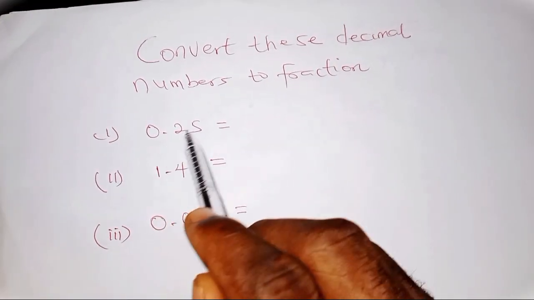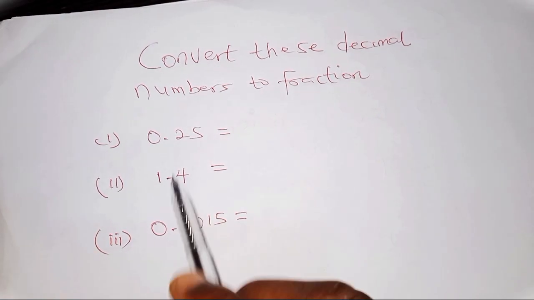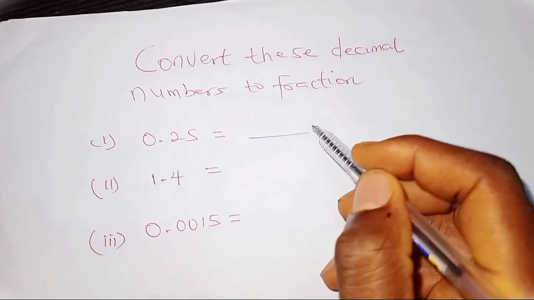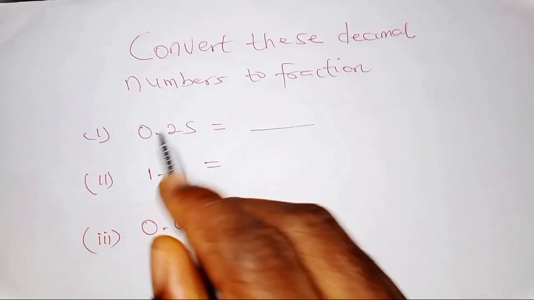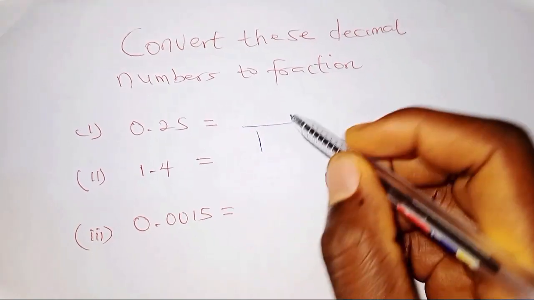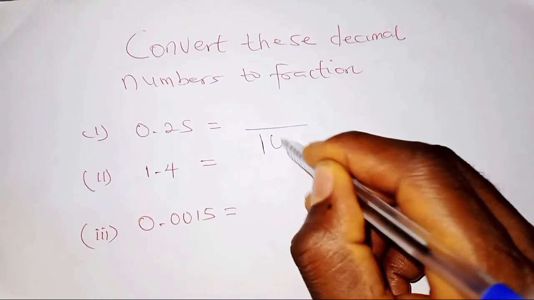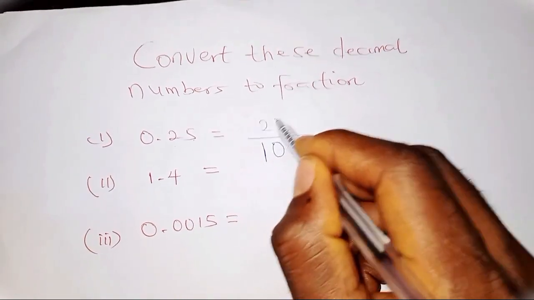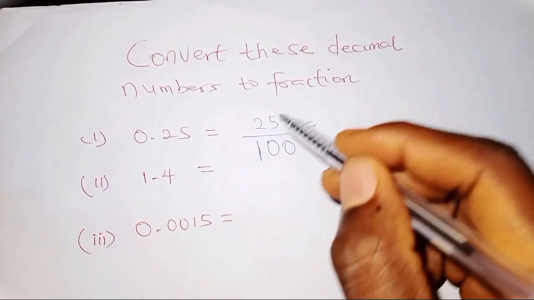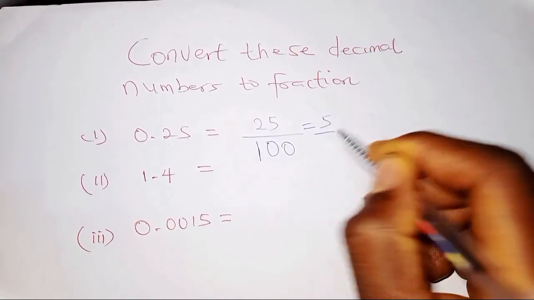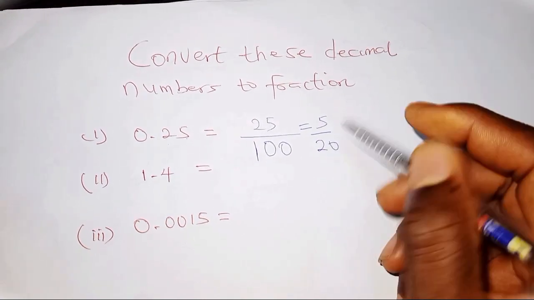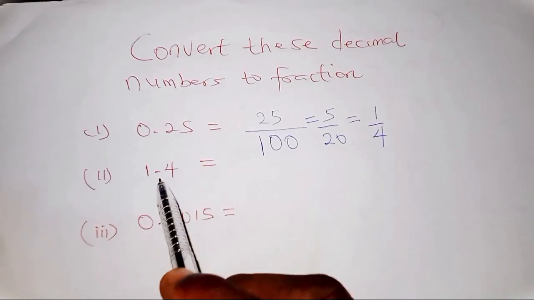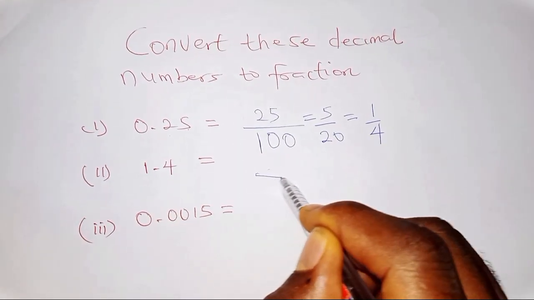Thank you. We have to convert these decimal numbers to fractions. So we have 0.25, 1.4. So how do we go about it? We draw a straight line. The decimal point turns to 1, we write it. Every other number turns to 0. So we write out 25 over 100. We can still reduce it with 5, 5/20, or 1/4.